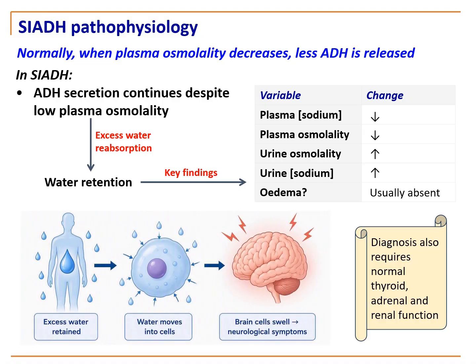But of course, what's happening here? We are having a drop in our plasma osmolarity. That means we've got excess water retained and a drop in plasma osmolarity, so water is actually moving into the cells by osmosis. That makes our brain cells swell, and that's what gives rise to some of the neurological symptoms.